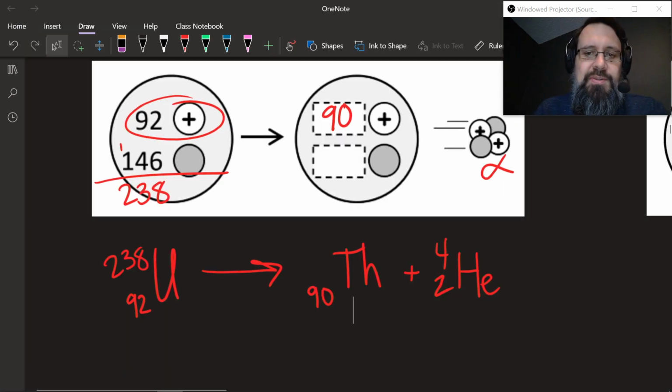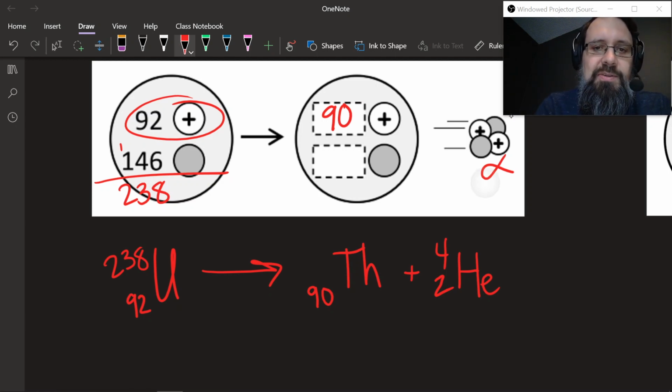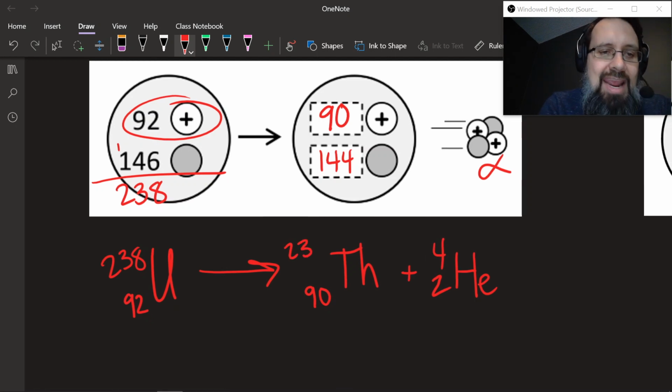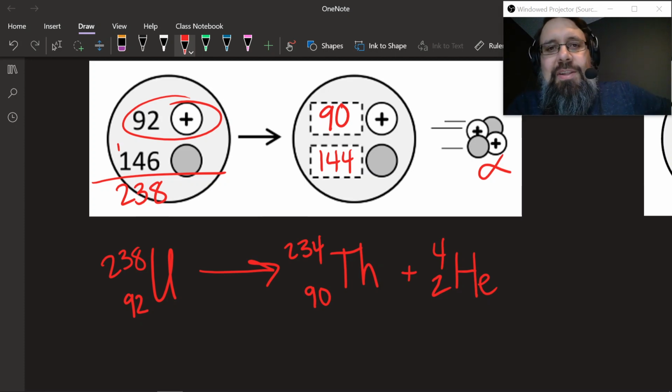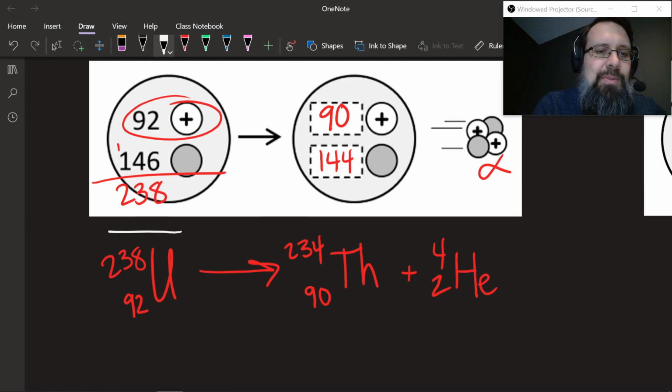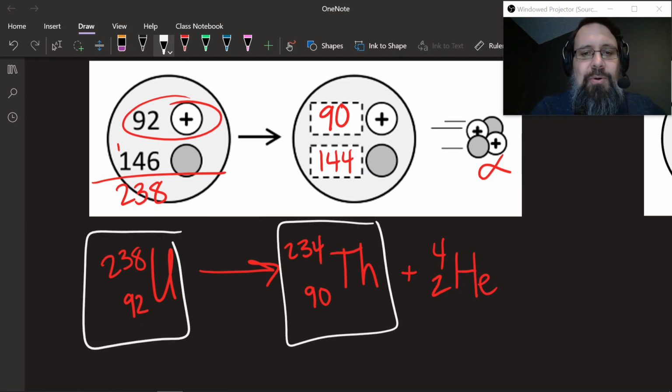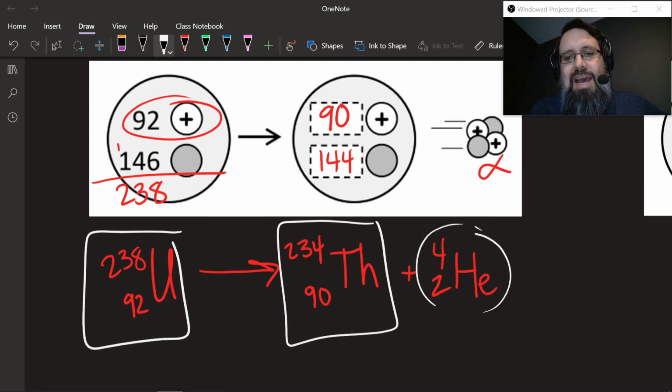So the daughter nucleus is thorium, and then we can figure out how many nucleons there are. It also lost 2 neutrons, so there's 144 neutrons. We could add these up, or you could think, I lost 4 nucleons, and 238 losing 4 gives me 234 for that thorium. So this is called a decay equation, and it shows us the alpha decay of uranium-238 when it turns into thorium-234, and then it shoots out this helium particle, which gets shot out of the nucleus.